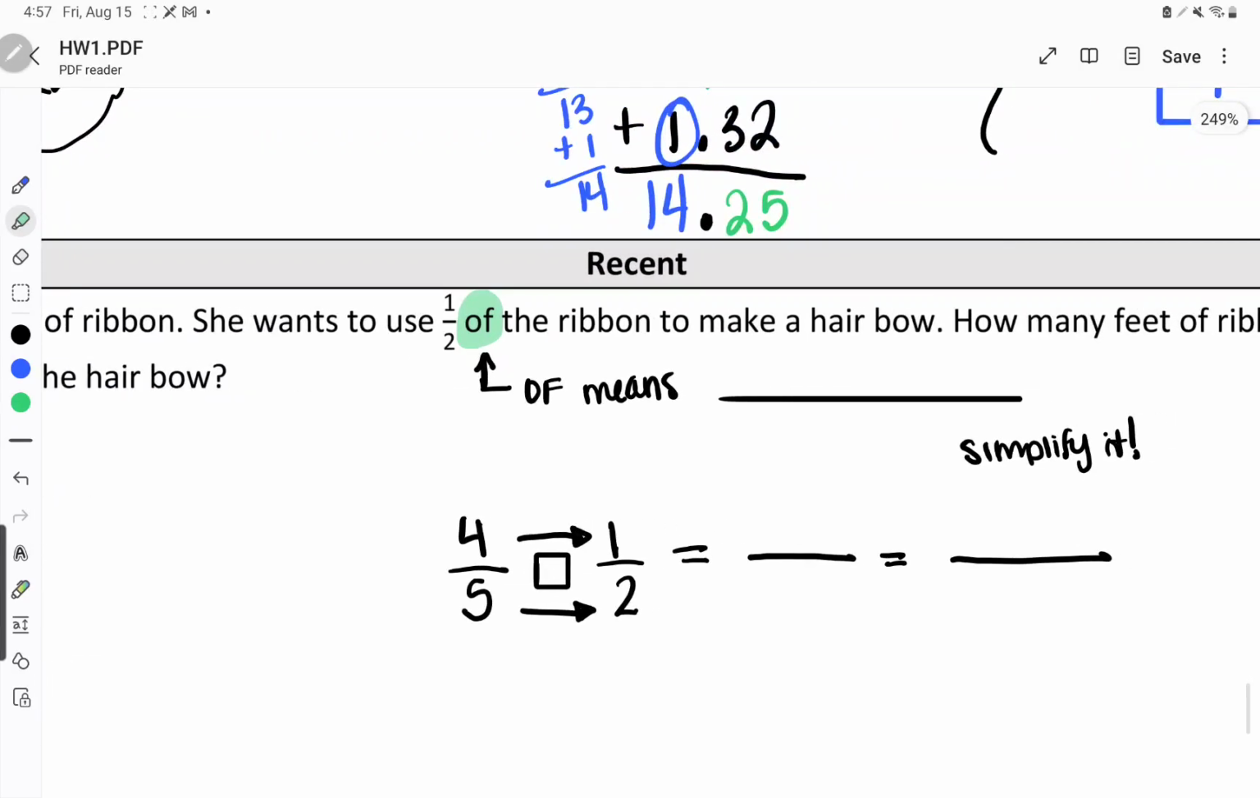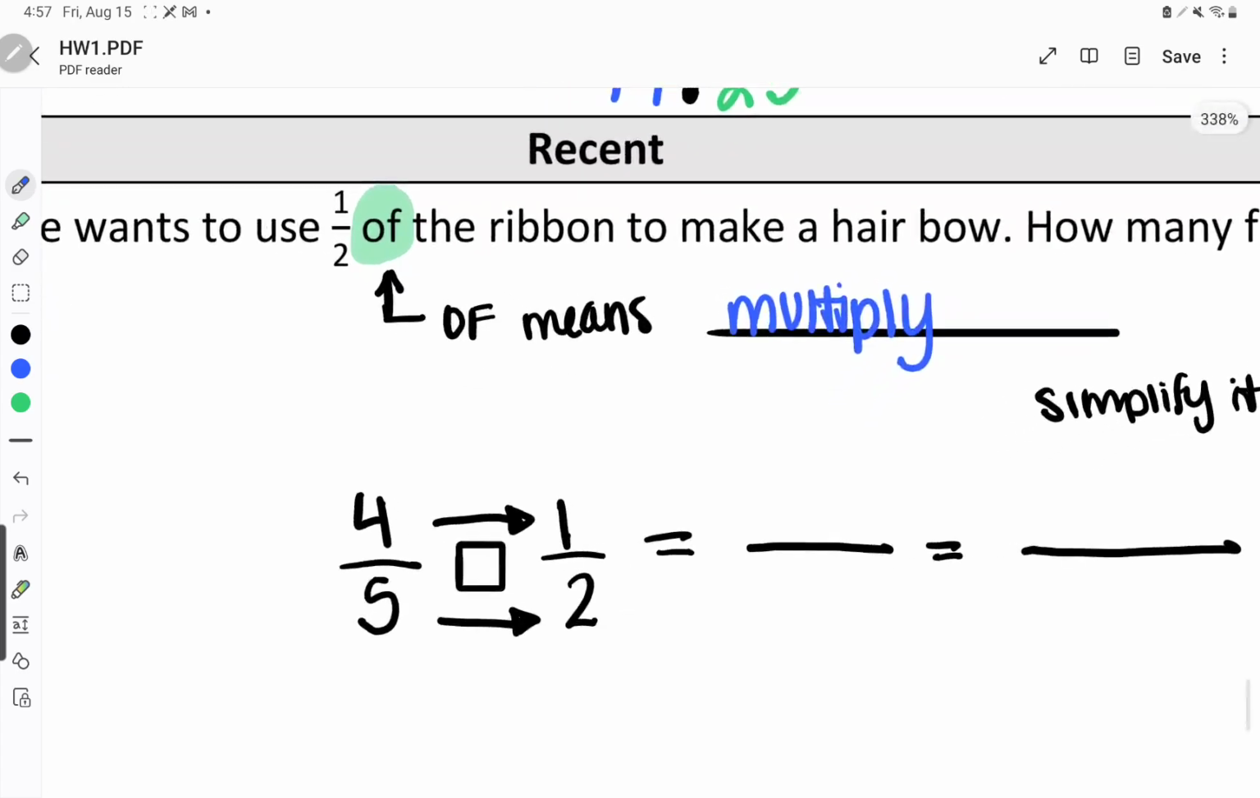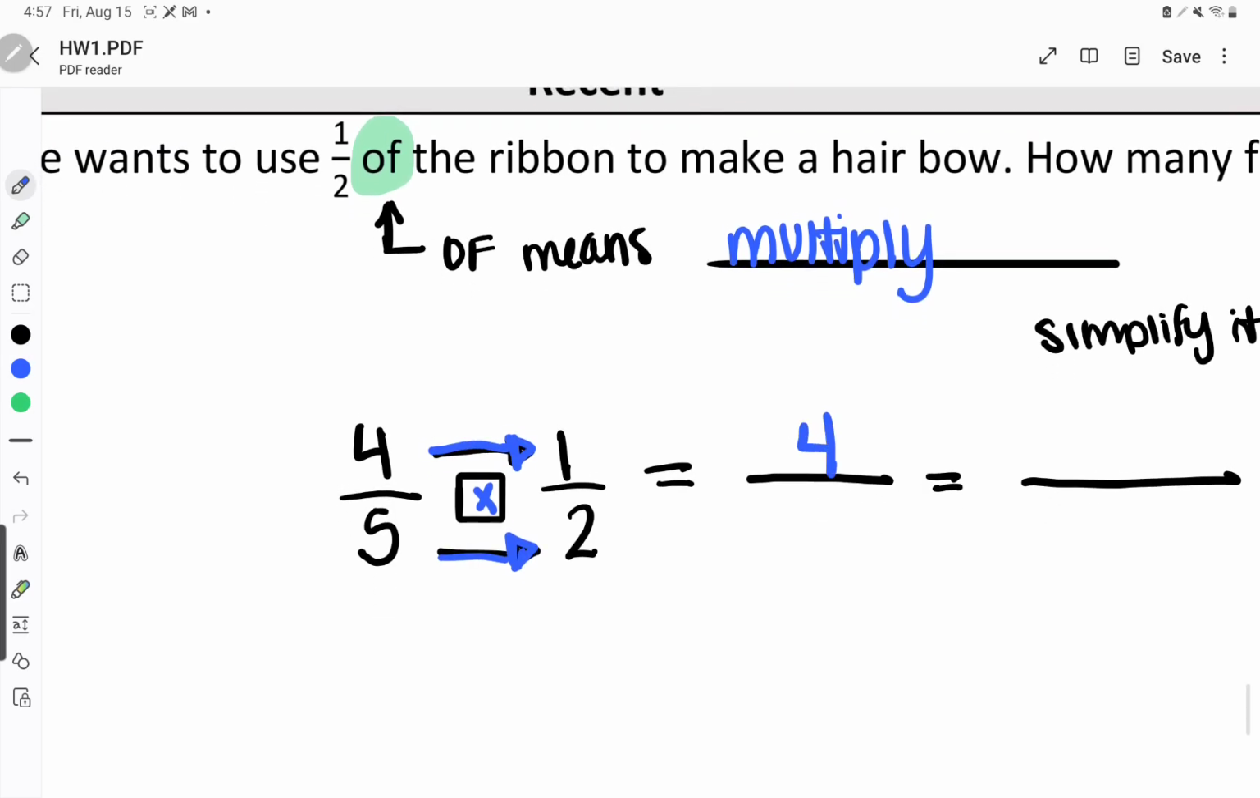Of always means that we are going to multiply. So we are going to multiply 4/5 times 1/2. When we multiply, we do tops times tops, and we do bottoms times bottoms. So I'm going to start with 4 times 1. 4 times 1 gives me 4, and then 5 times 2 gives me 10.